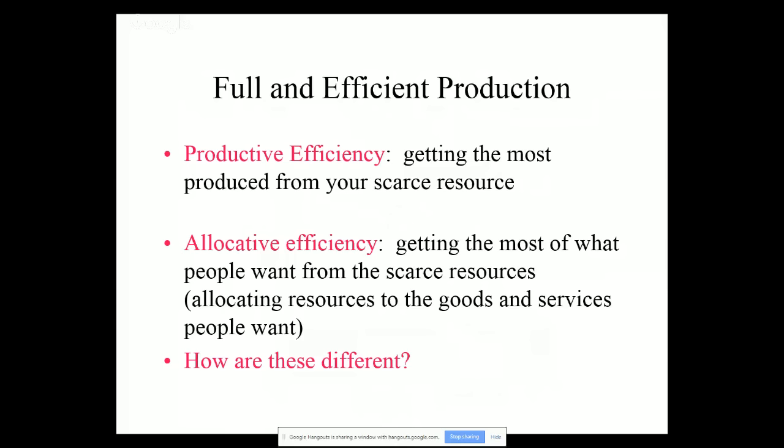Allocative efficiency takes productive efficiency one step farther, and it says you have to be producing what people want. So not only are you productively efficient, getting the most out of your scarce resources, you are producing things that people want efficiently. So how are they different? Productive efficiency doesn't care if you're making things that people want. Allocative efficiency says you're producing efficiently and you're only producing things that people want. So which is better? Allocatively efficient is better.